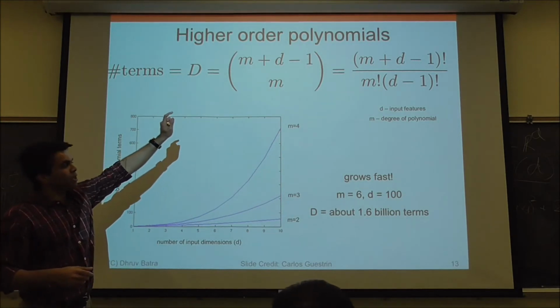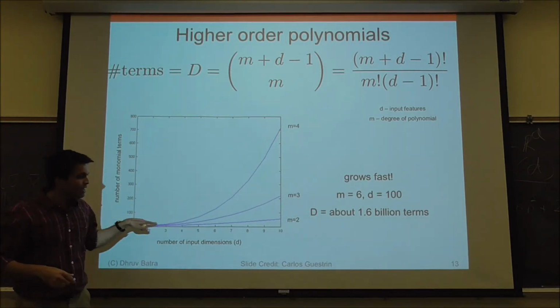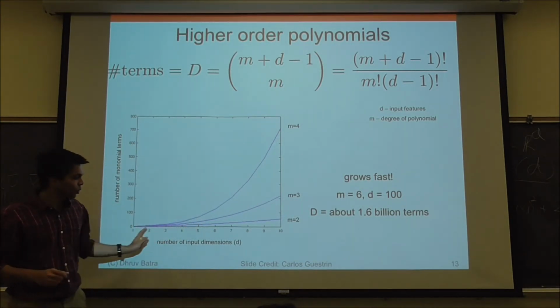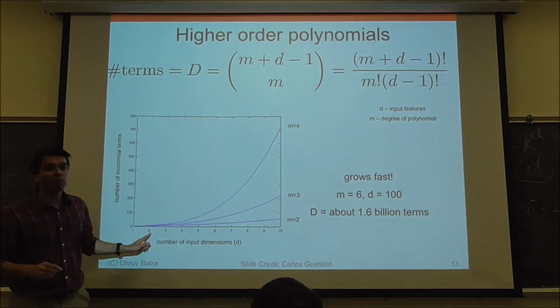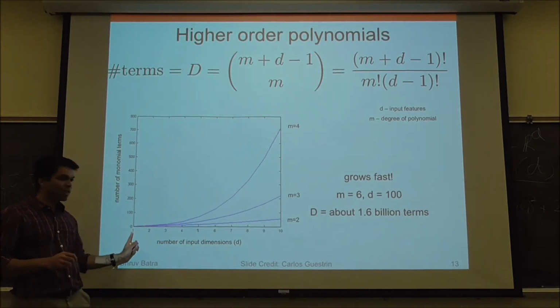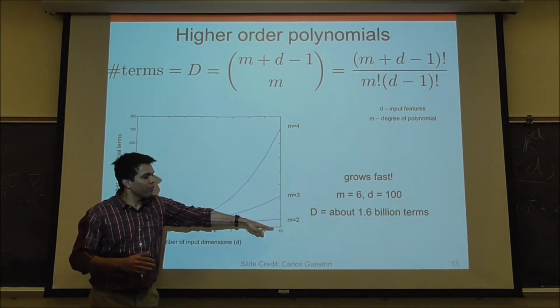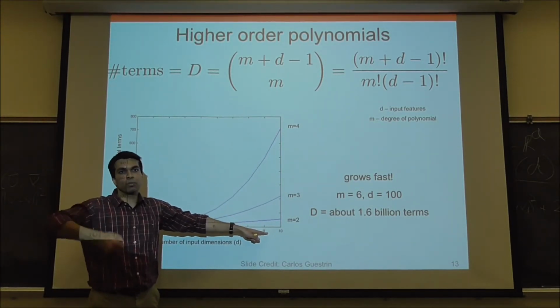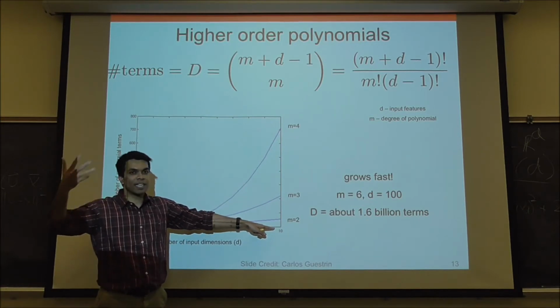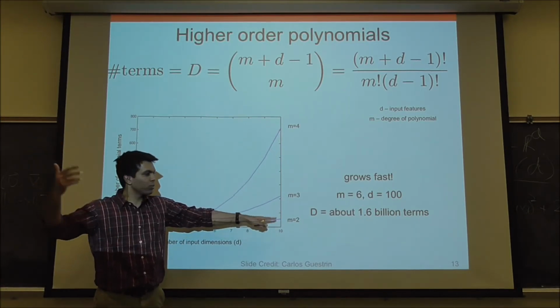And that's given by that expression. The thing that's important is that expression grows extremely quickly, right? So on the x-axis is D, the input dimension, whether you're measuring one-dimensional data, two-dimensional data, three-dimensional data. And the curves correspond to whether you're trying to project it into a high-dimensional space with a second-order polynomial, third-order polynomial, fourth-order polynomial.